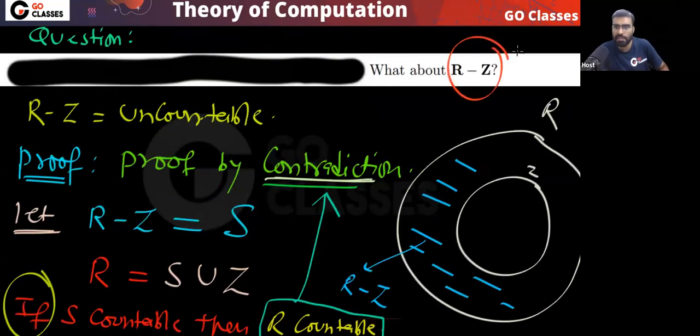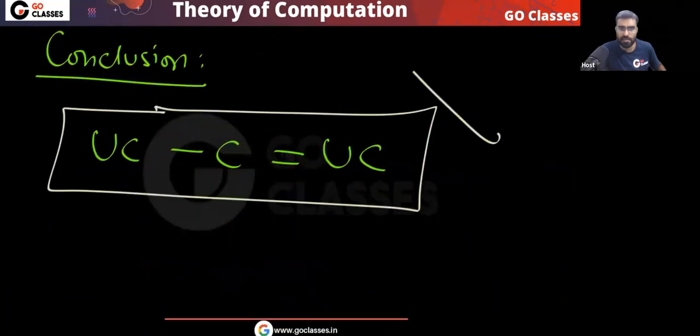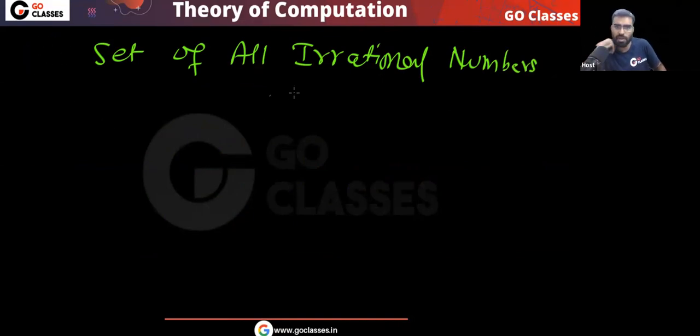So what about this R minus Z? That will be uncountable. Simple. So what about the set of irrational numbers? From this, you can also say, what about the set of all irrational numbers? Tell me, is the set of all irrational numbers countable or not? The set of all irrational numbers is uncountable.